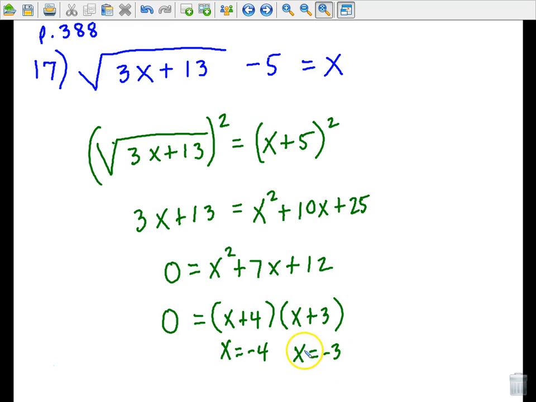Now for sake of time, and because I think you should be able to check these, you can trust me that both of these work. We do not have any extraneous solutions in this particular problem.